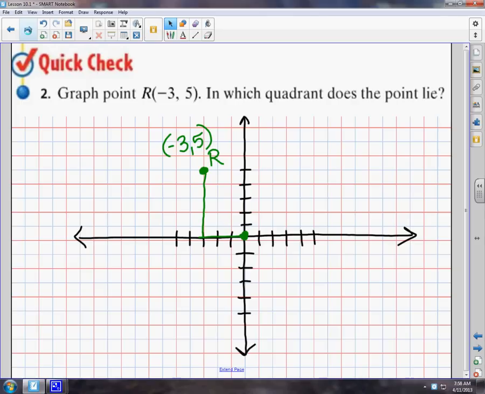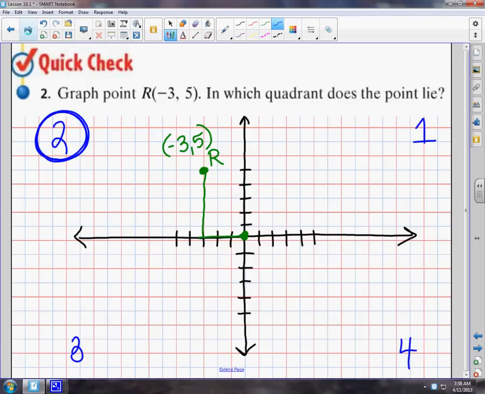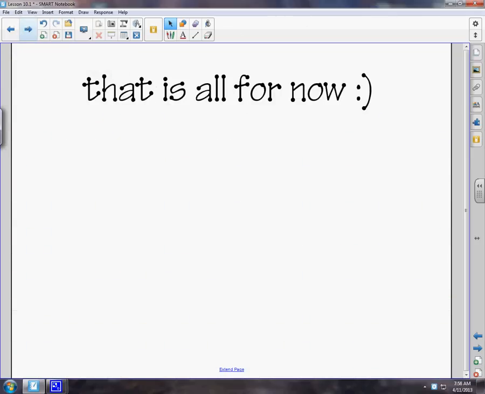In which quadrant does the point lie? Well, I know that this is quadrant 1. This is 2. This is 3. And this is 4. So it is in quadrant 2. All right, that is all for now.